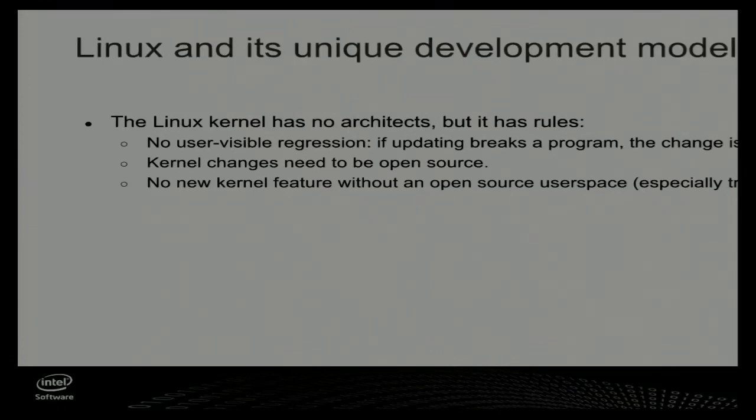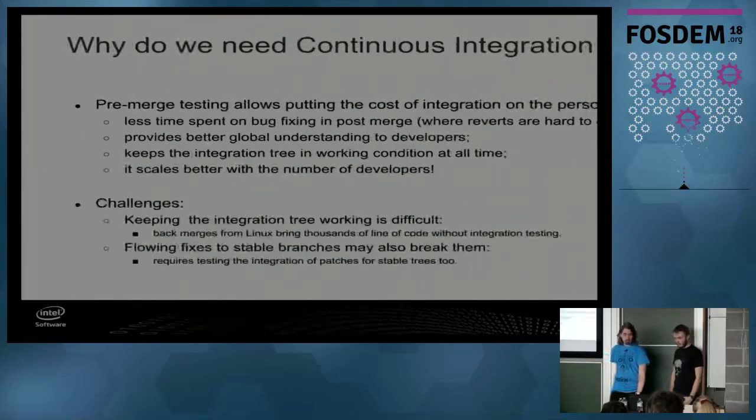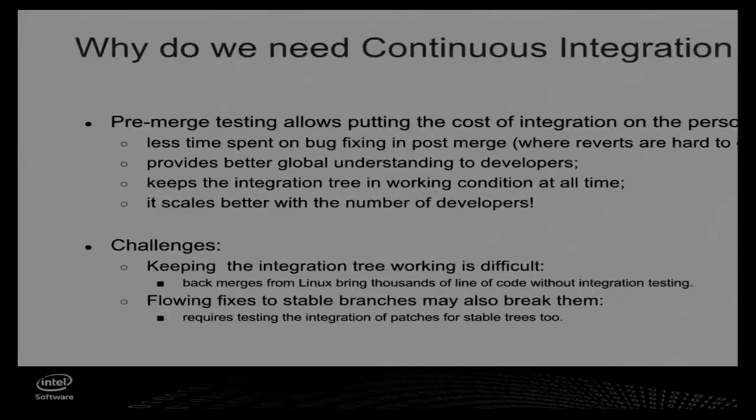The first one, and the strongest one, is that there should not be any user-visible regressions. So whatever new kernel you have, it's not allowed to not work as well as it used to. That is a strong requirement from Linux that is very hard to actually enforce when you've got a lot of hardware. Then, of course, the kernel changes need to be open source, fair enough. And the kernel features cannot land unless you've got a user space that goes with it. Those are the general rules of Linux. Not all of them are problematic for us. The problem is the first one.